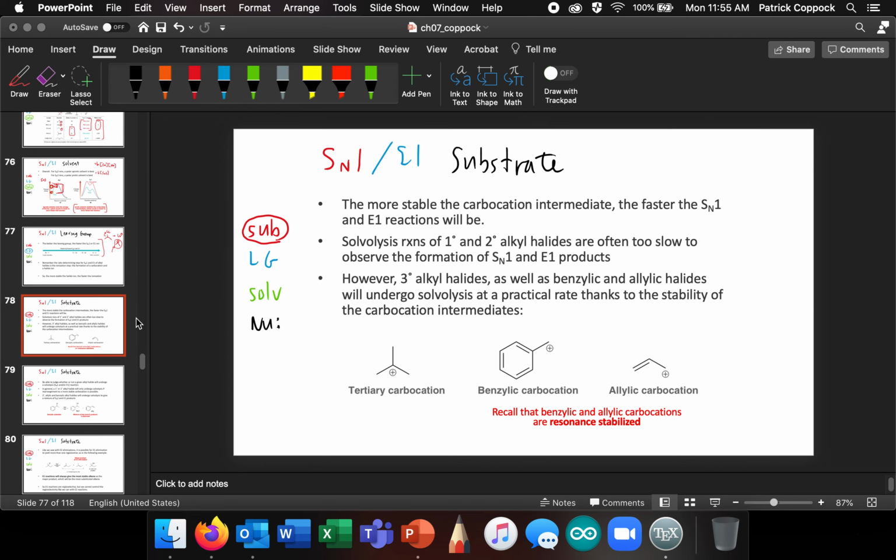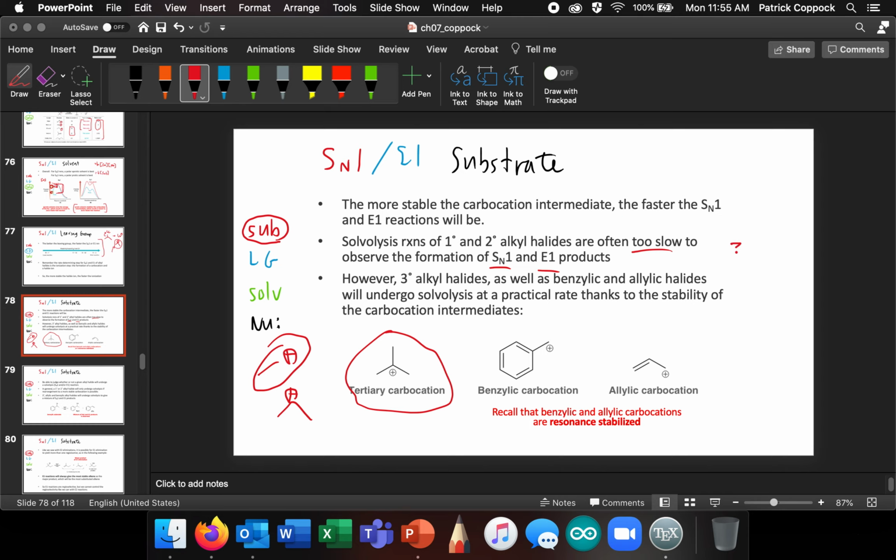Okay? Now let's talk about the substrate again. The more stable the carbocation intermediate, the faster this will be. So remember that a tertiary carbocation is more stable than a secondary carbocation, and we're not going to see a primary carbocation, right? Solvolysis reactions of primary and secondary are often too slow to observe the formation of SN1 and E1 products. So if you see a primary or secondary alkyl halide, you should be thinking not SN1 or not E1.